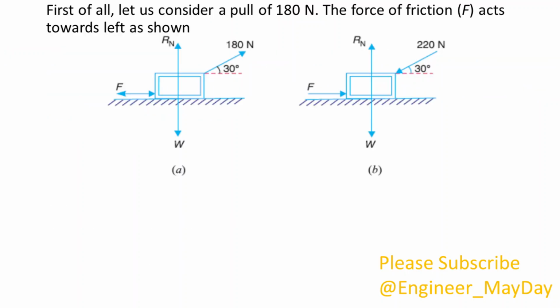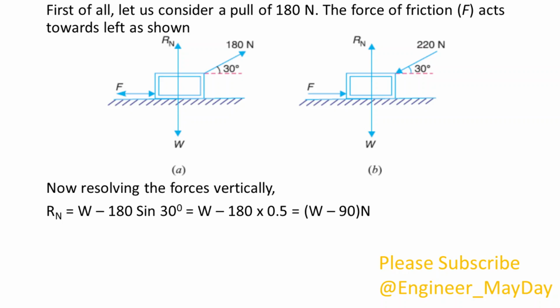First of all, let us consider a pull of 180 newtons. The force of friction, F, acts towards the left as shown. Now resolving the forces vertically, Rn equals W minus 90 newtons. From F equals mu Rn, 156 equals mu into (W minus 90).